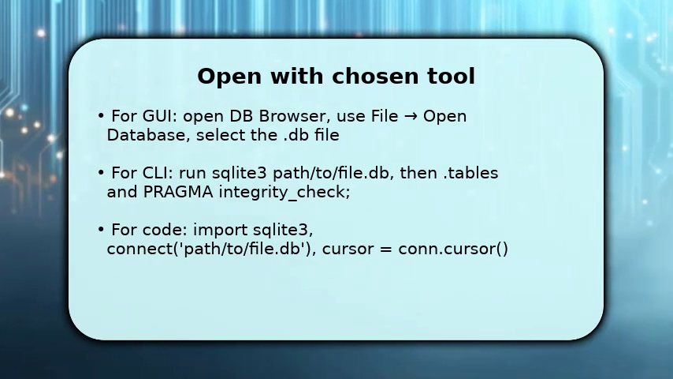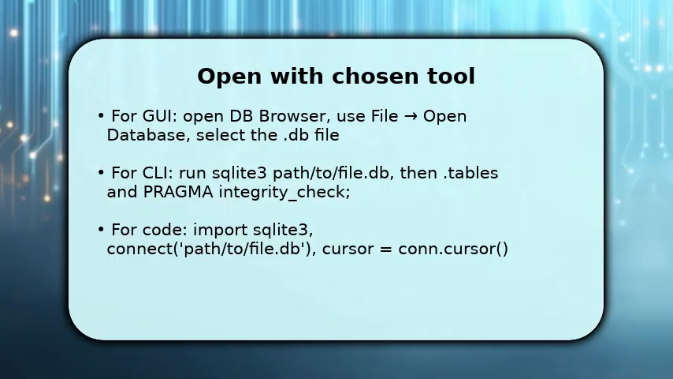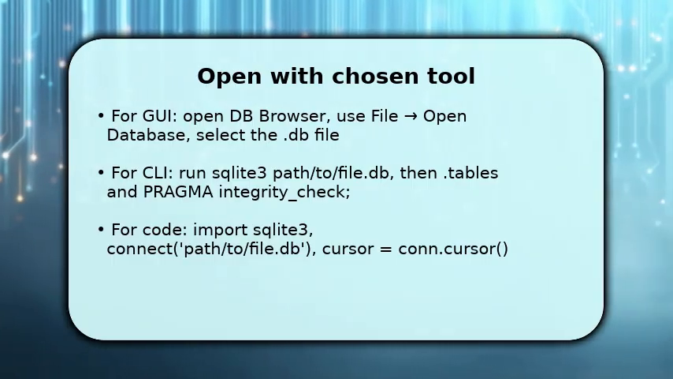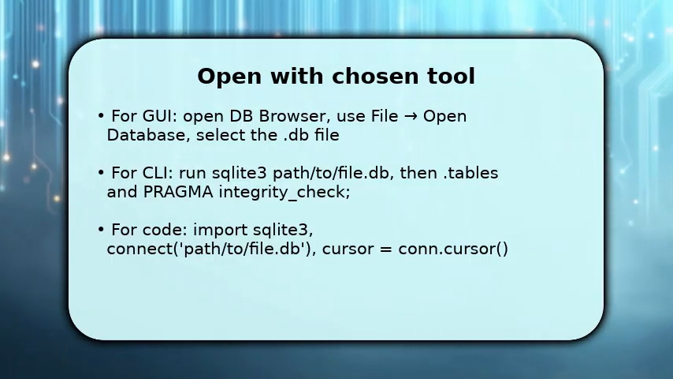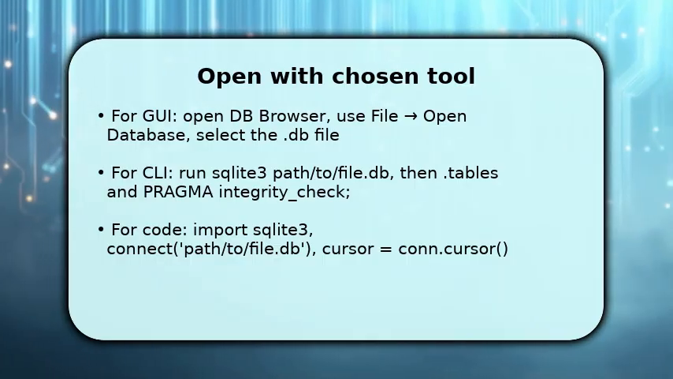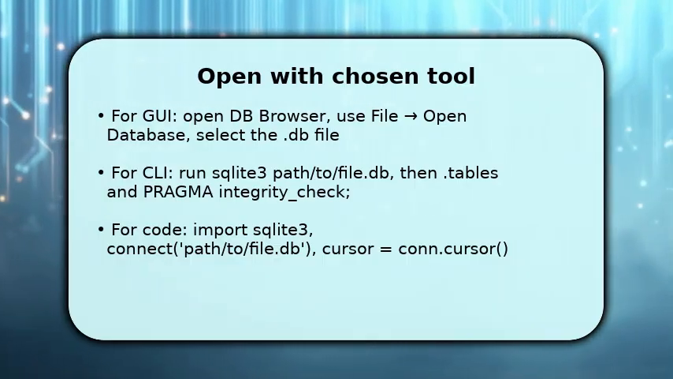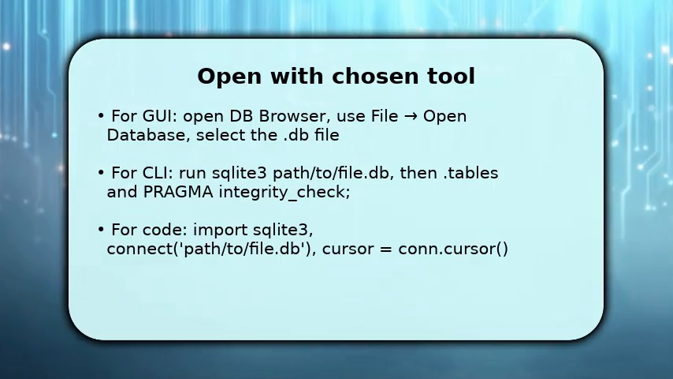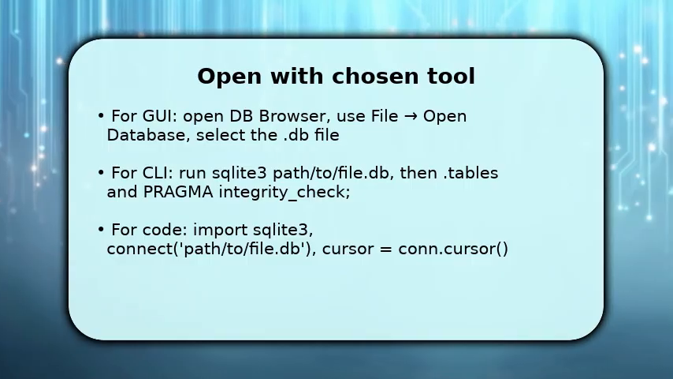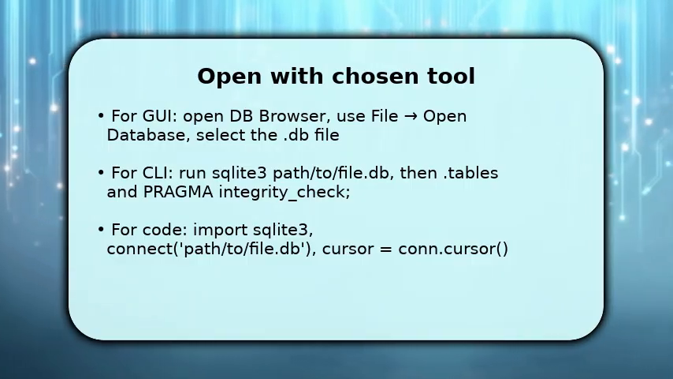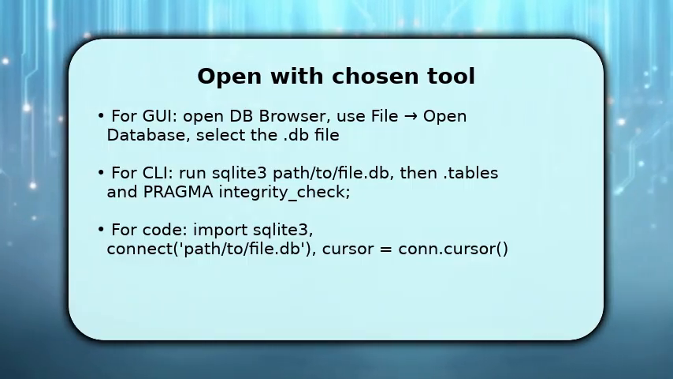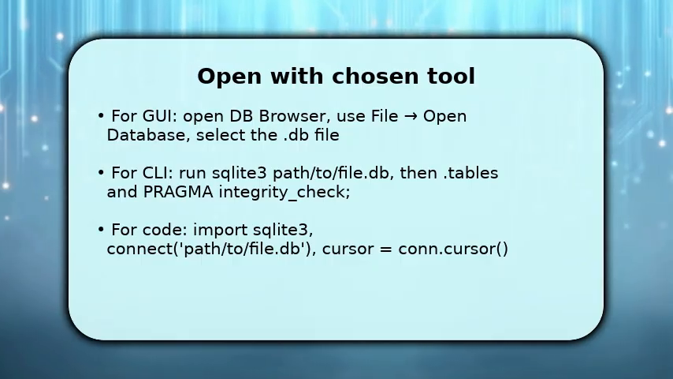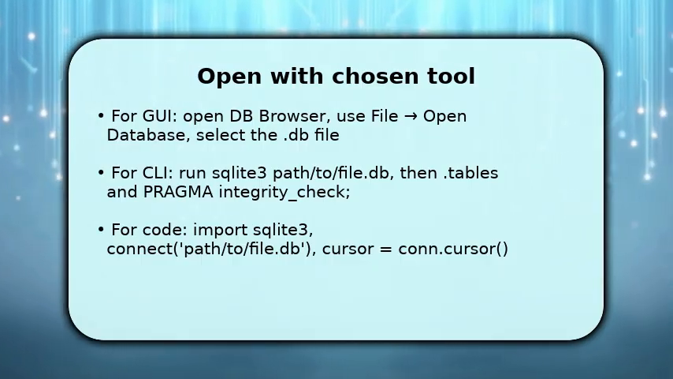With a GUI, navigate to File, right arrow, Open Database, and load the file, then view the Browse Data and Database Structure tabs. With SQLite3, execute .tables to list tables and PRAGMA integrity_check to ensure consistency. When coding, connect using the library, create a cursor, and run select statements to sample rows. Make sure you avoid write operations until you have backups to prevent accidental changes.